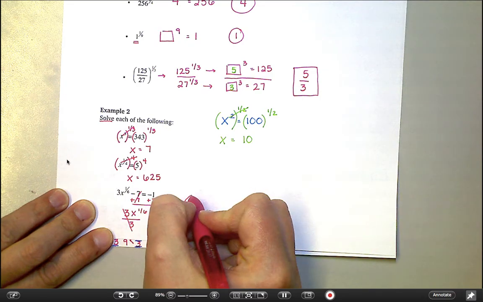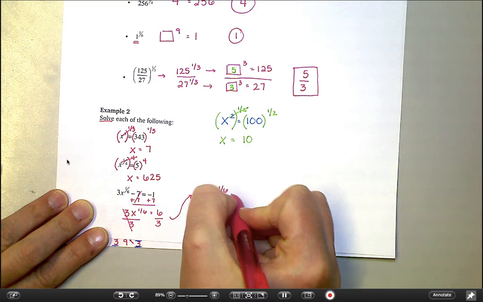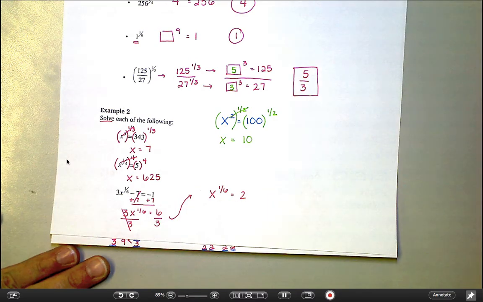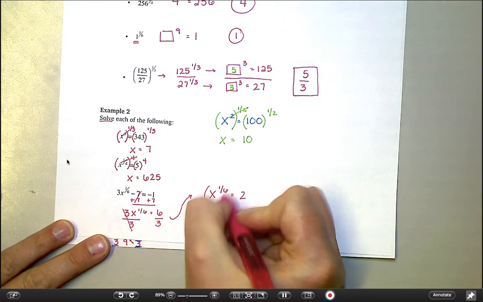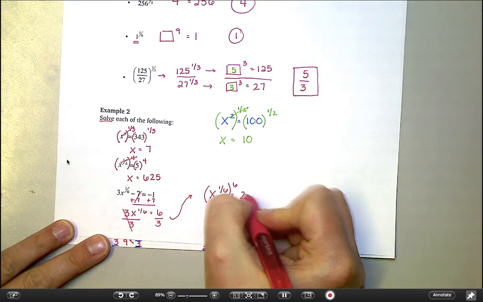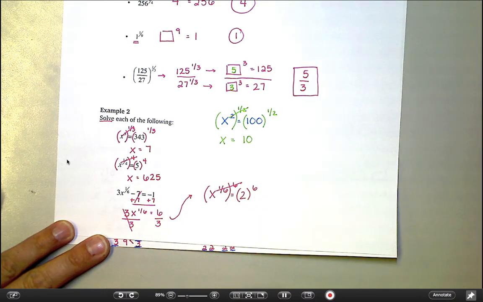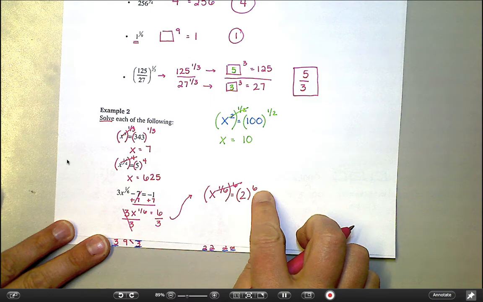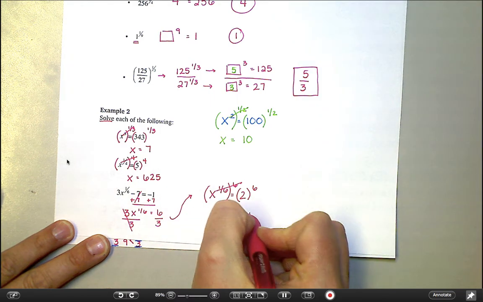I'm going to go up here. That's going to give me x to the 1/6 equals 2. And now this is the part that's new. To get rid of a power of 1/6, I will raise to a power of 6. Okay, so those cancel. 2 to the 6th power is 64. So x equals 64 here.